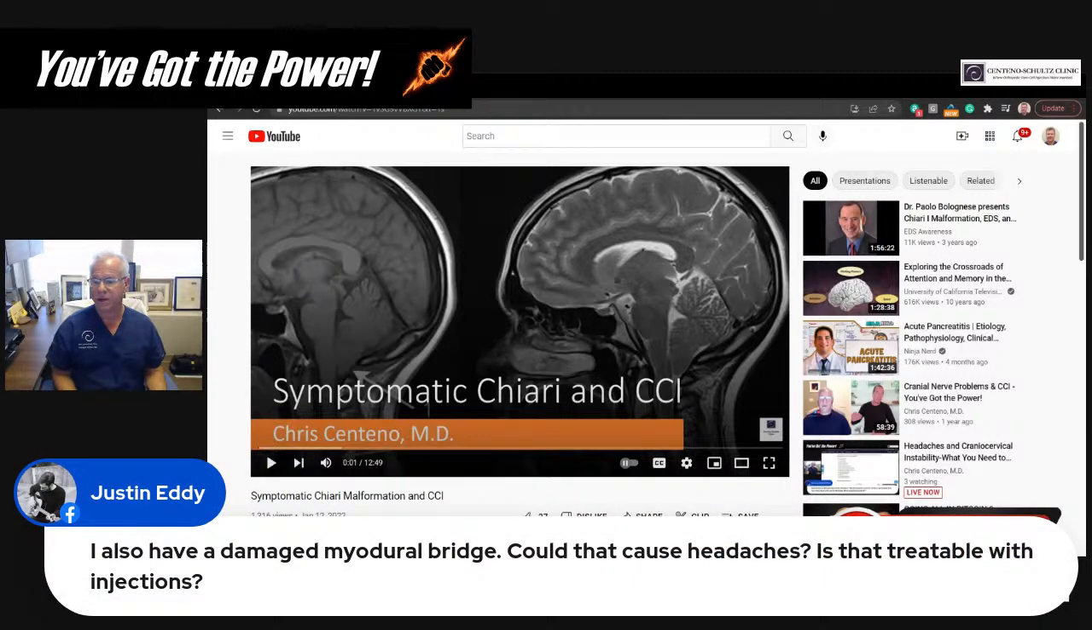Justin, I have a damaged myodural bridge. Could that cause headaches? Is that treatable with injections? So, Justin, it's not really possible to see the myodural bridge very easily or to accurately say that one is damaged or not. Now, there are rare times when we might be able to get enough slices through there to say that it looks abnormal, and then that would need to be correlated with exam and history. But assuming all that lines up, then yes, treating the myodural bridge, which is nothing more than a tendon, if you will, that goes from the rectus capitis posterior minor muscle into the dura, can be treated and is more commonly being integrated into treating patients with a CCI.